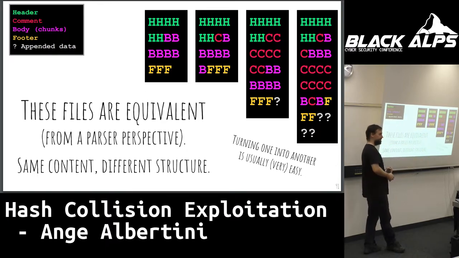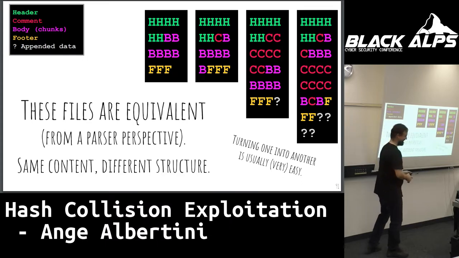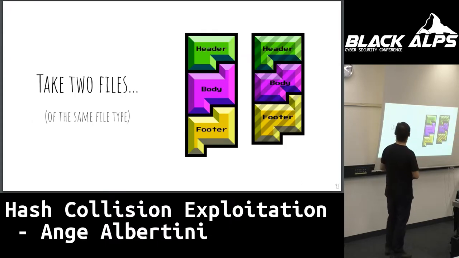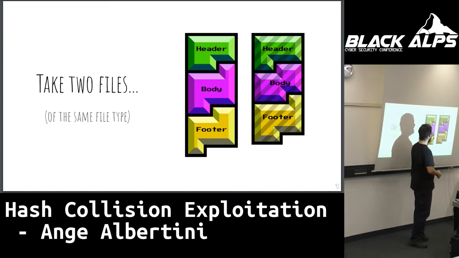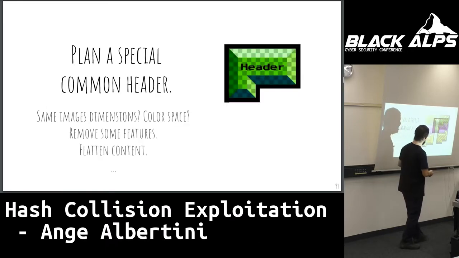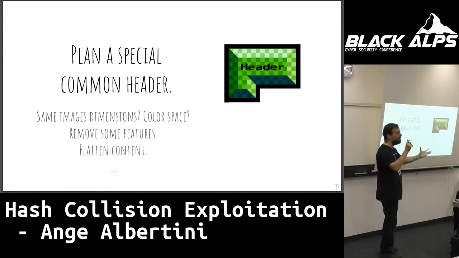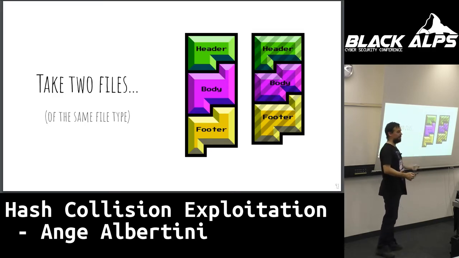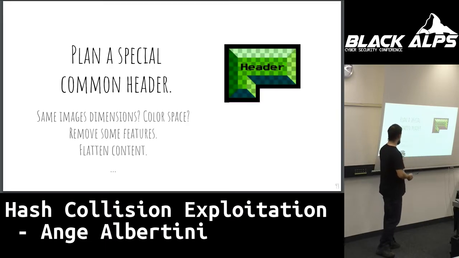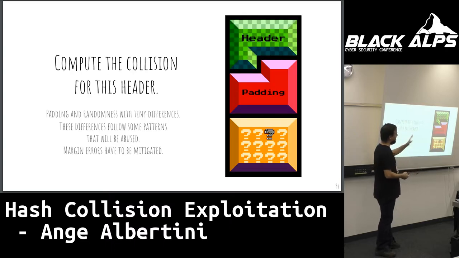Make sense? Skeptical? No? Feel free to ask. So if you take two files of the same type, they have a different header, a different body and a different footer. So now you study the landscape a bit to find some header that will work for both. So maybe if things are not so nice, you have to make the two images of the same dimension so that they fit under the same header, or something like this. But still more or less the same content.